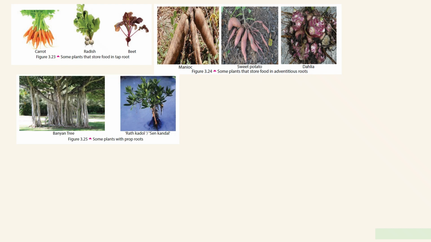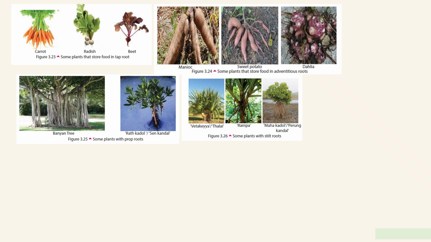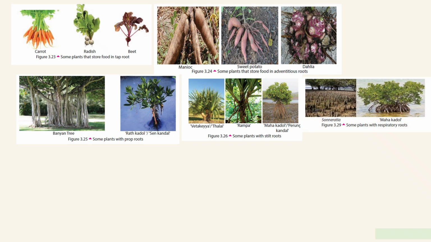Some plants with prop roots. Prop roots come out from the branches of the plant and support the branch. Banyan tree, ratcuddle. Some plants with stilt roots. They come out from the stem of the plant and support the stem of the plant. Vatakeya, rampe, mahakadal.